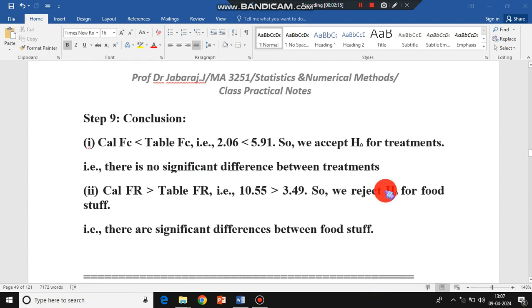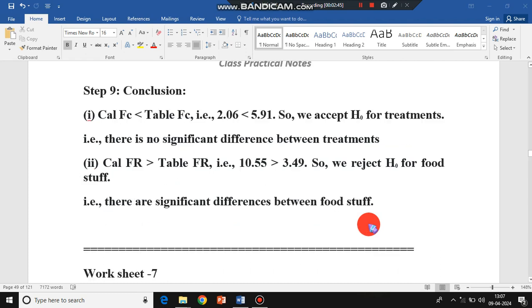So finally what we have got is that there is no significant difference between the treatments, but there is a significant difference between foodstuffs. Otherwise we can say that there is a homogeneity between the treatments, that is the 5 treatments here, and there is no homogeneous behavior between the foodstuffs. Okay, so with that we come to the end of this particular problem.